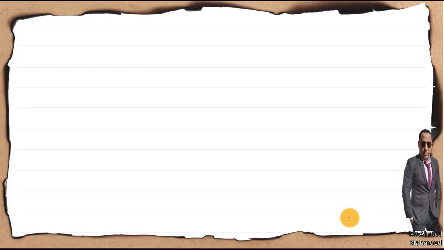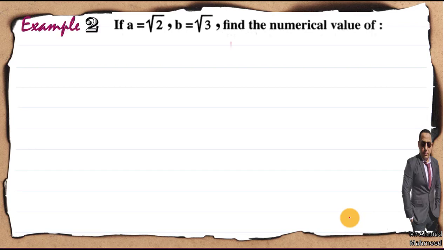Another one. If a equals square root 2 and b equals square root 3, find the numerical value of b power 4 minus a power 4 over b power of 2 plus a power of 2.